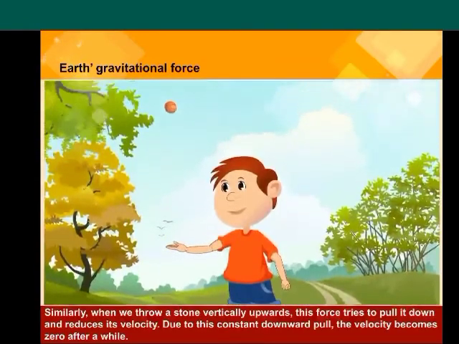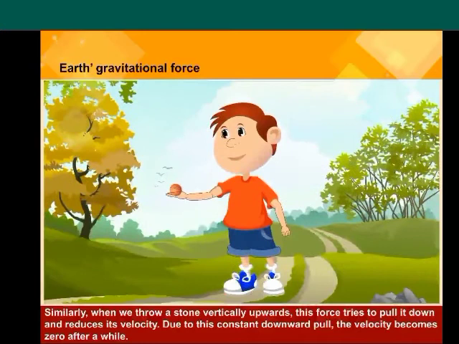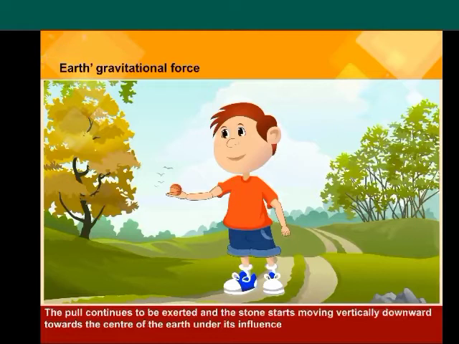Similarly, when we throw a stone vertically upwards, this force tries to pull it down and reduces its velocity. Due to this constant downward pull, the velocity becomes zero after a while. The pull continues to be exerted and the stone starts moving vertically downward towards the center of the earth under its influence.